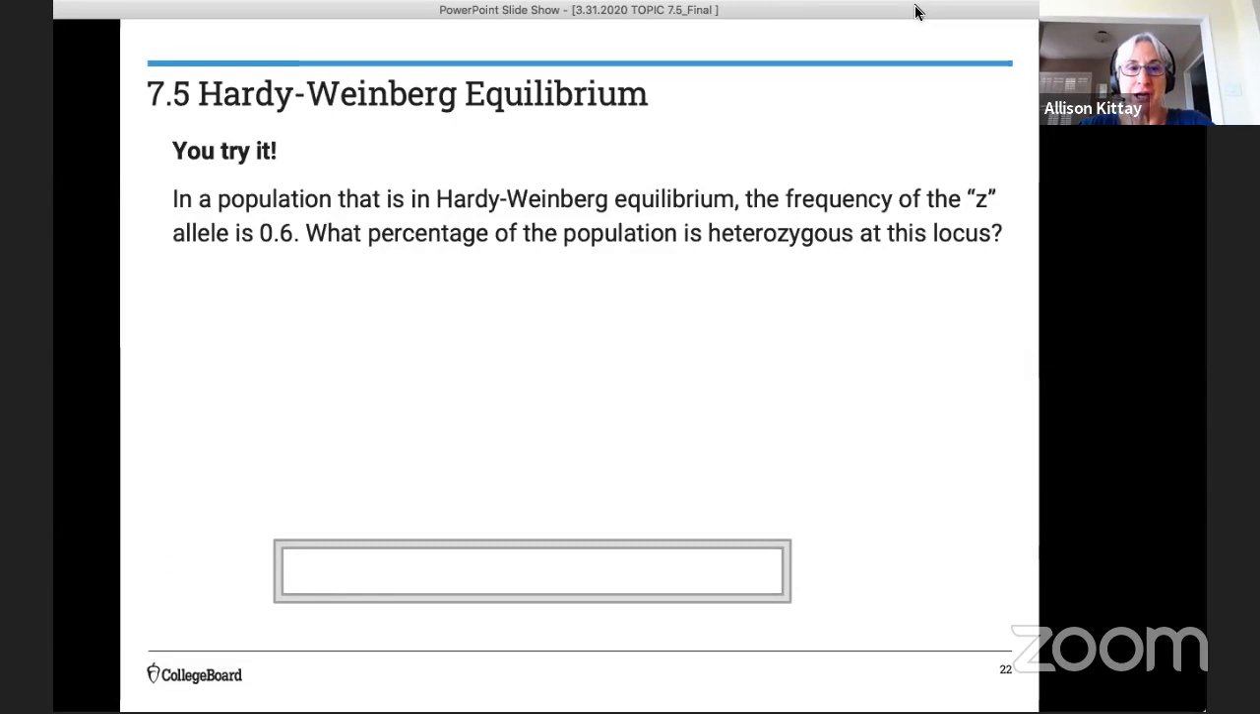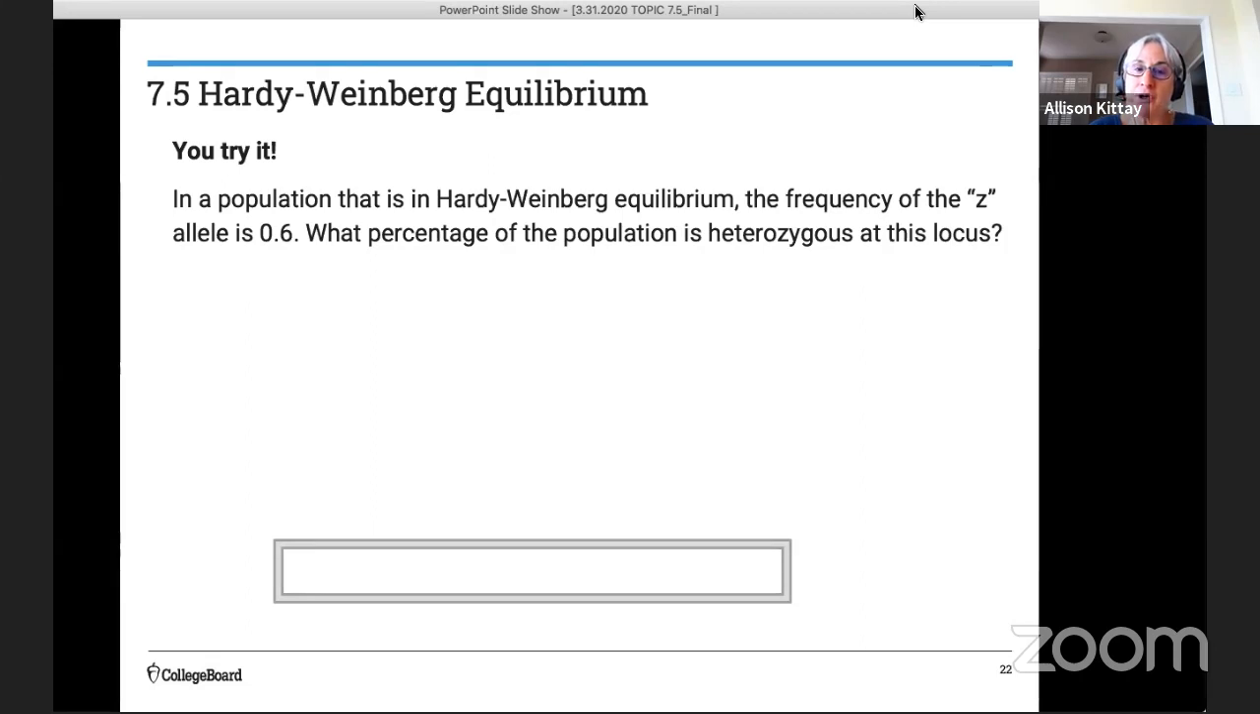So now you're going to try it. All right, get that calculator, get your pen and paper handy. In a population that's in Hardy-Weinberg equilibrium, the frequency of the Z allele is 0.6. What percentage of the population is heterozygous at this locus?